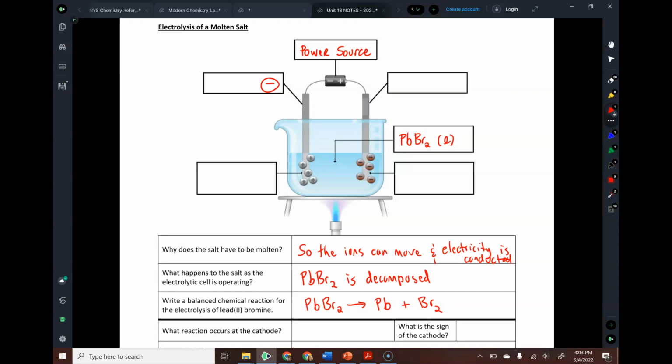If we think about what's happening at this electrode, we know that we're starting with the lead 2 plus ions. And that's really what these things are. You have the Pb2 plus ions. And we know that we're producing lead, solid lead, uncombined, so oxidation state of 0. In order for this transformation to occur, lead 2 plus has to gain 2 electrons. Since our half reaction is showing electrons as reactants, we know that this is a reduction half reaction. And reduction in an electrochemical cell always occurs at the cathode.